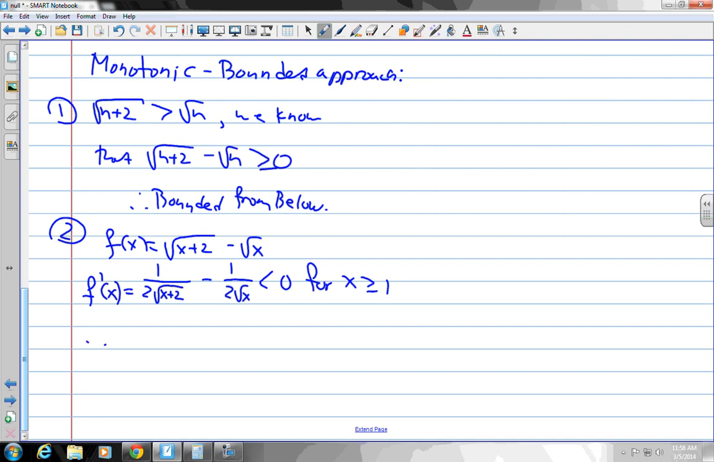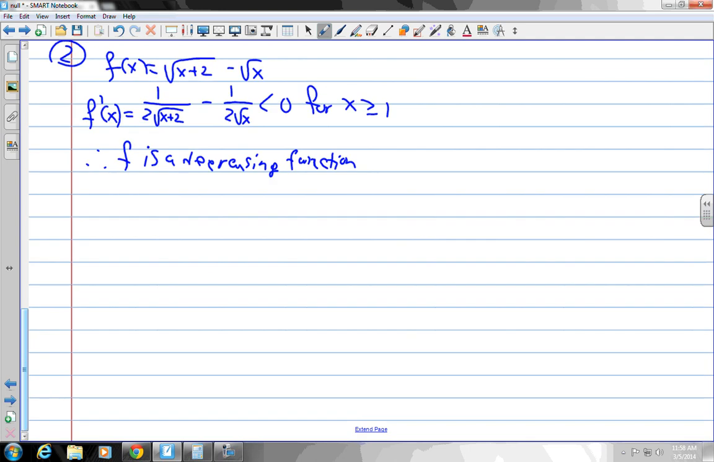So therefore, f is a decreasing function. So therefore, the sequence is decreasing and bounded below. So therefore, it converges. But I don't know what it converges to. I mean, we know it's 0 by doing the previous work. But this at least gives us the convergence, but we don't know what it converges to. Okay? All right. I'll stop.